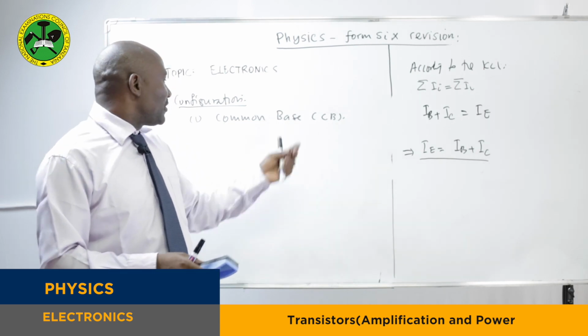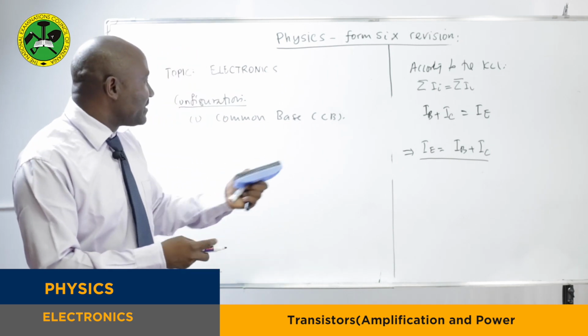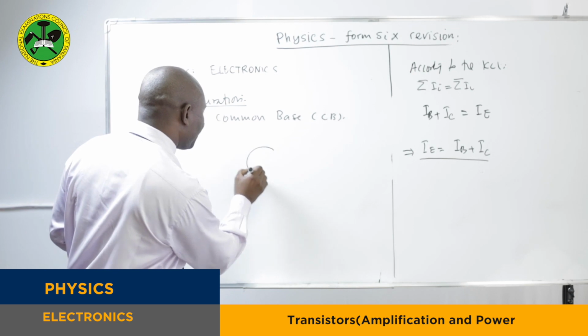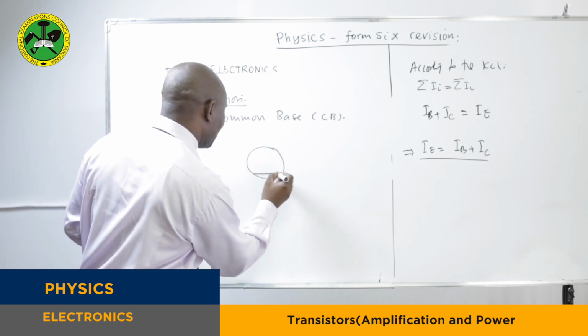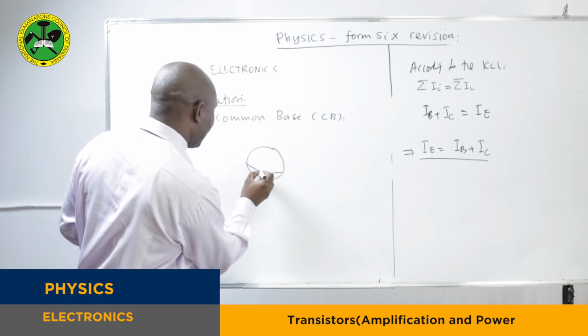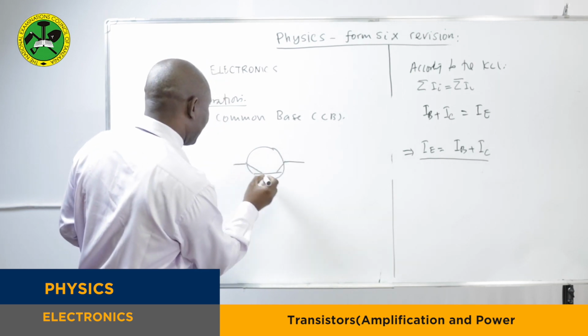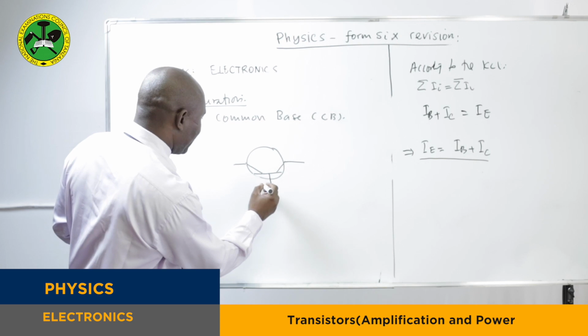For example, when you have common base, the base is common to both. So you have this arrangement here. This is our base here.